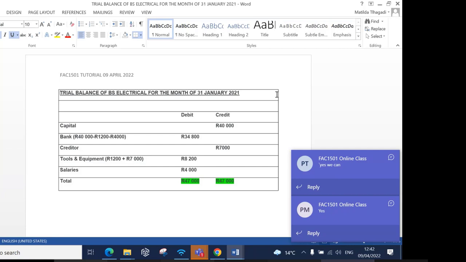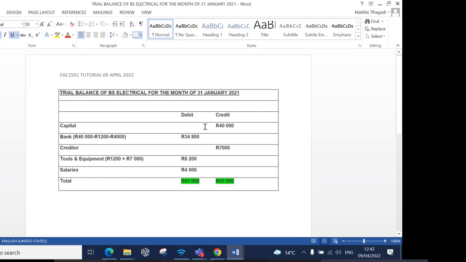So when I say to you, the last step is which account do you debit, which account do you credit. I'm saying you're going to debit this account in the general ledger, and also debit it in the trial balance.